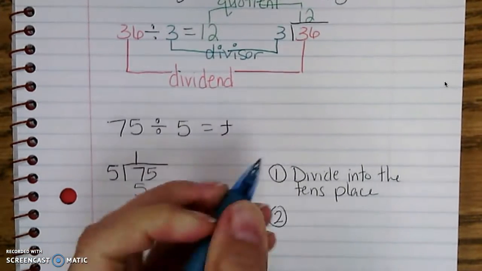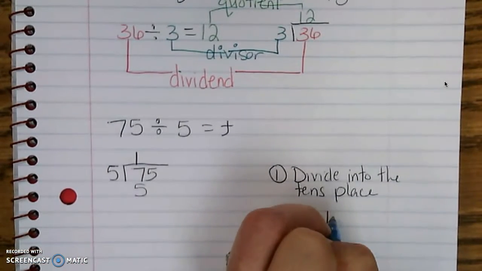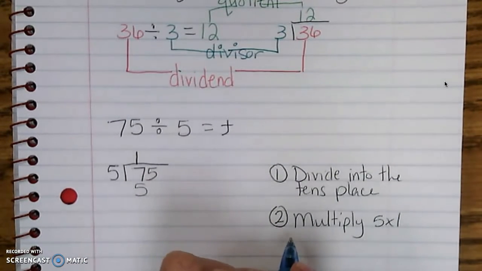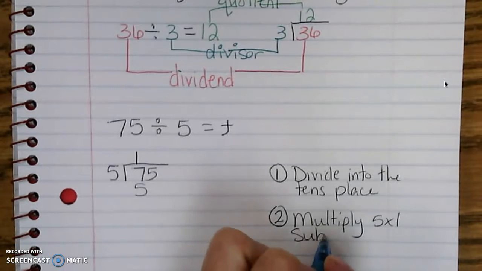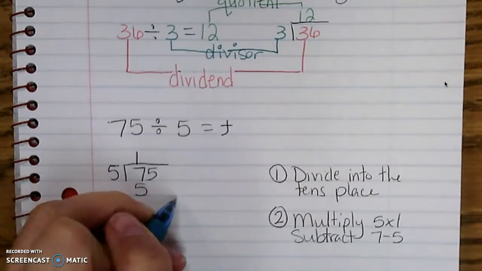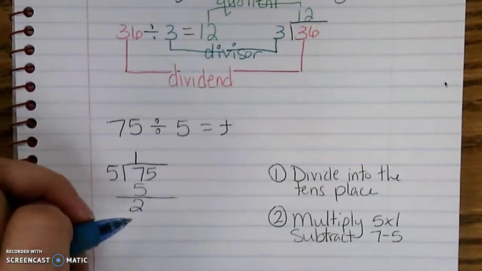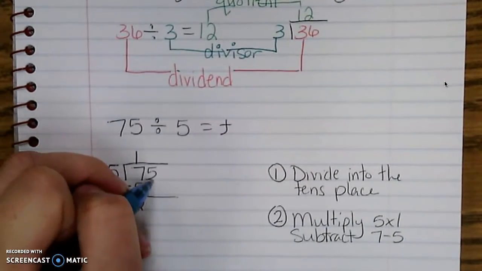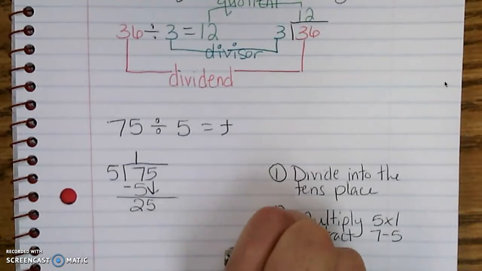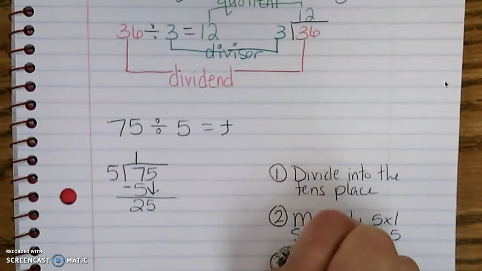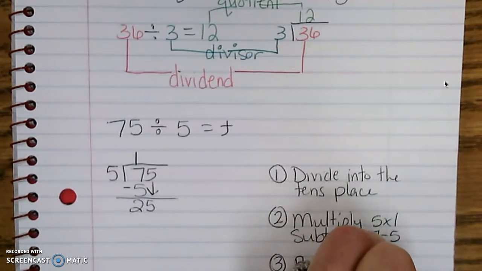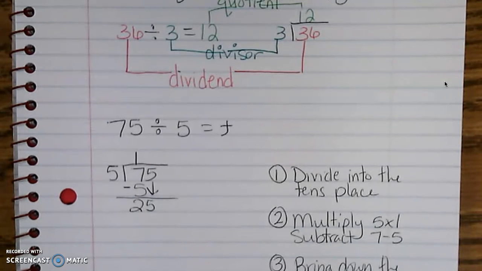So my second step is to multiply. We're multiplying 5 times 1, and next we're going to subtract. That's 7 minus 5, and that equals 2. And then after we subtract here, we're going to bring down this 5. So step 3 here would be to bring down the ones place.